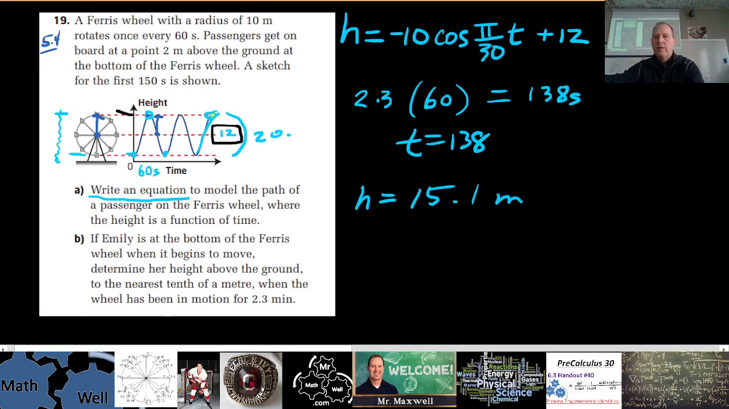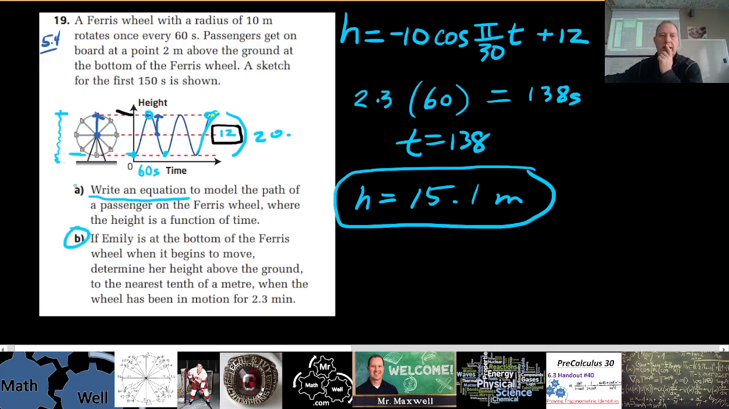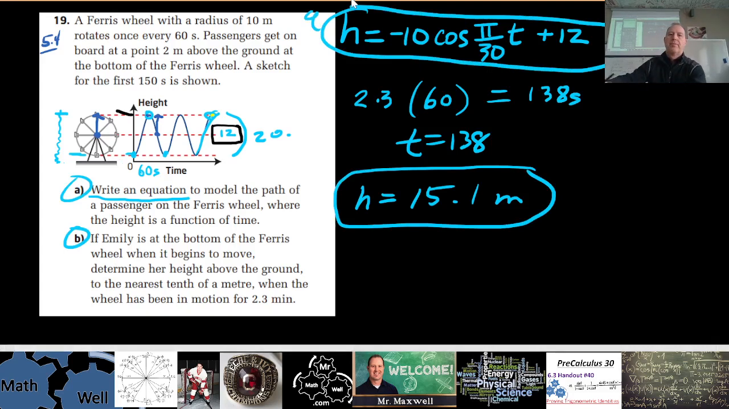0.09 or 0.1 meters. Okay, it's A and B there. So here's A. Any questions about that?